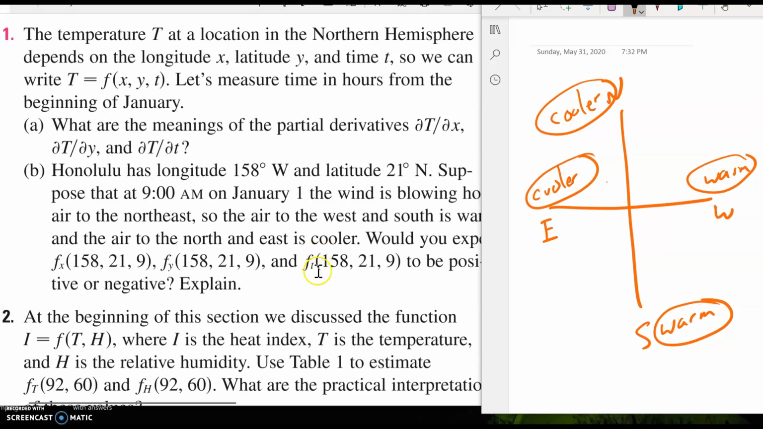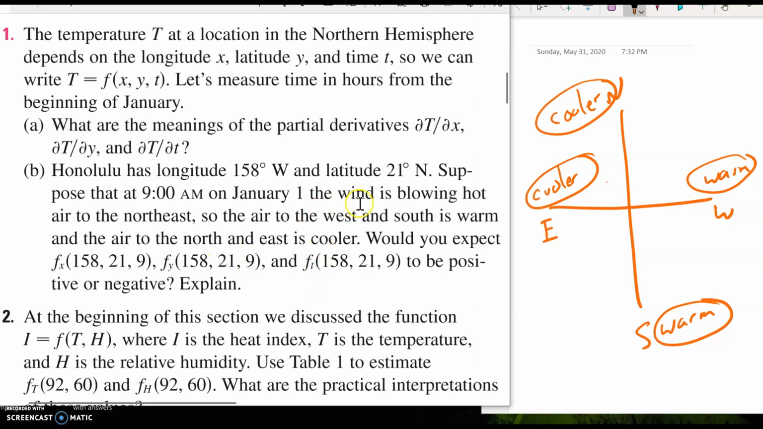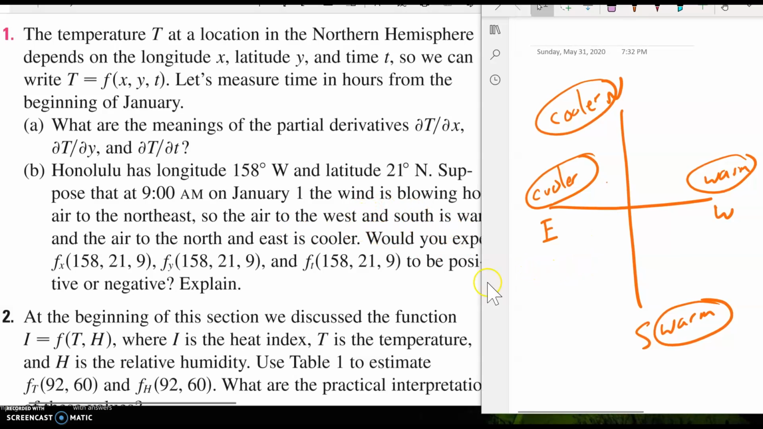and the east. Okay, now it talks about the wind blowing, but let's forget about the wind blowing because we're just interested in that moment in time at exactly 9 a.m. And so yeah, maybe in an hour it's going to be warmer in other places because of the wind, but at this moment in time, this is what's happening. It's warm in the south and west. It's cool in the north and east. Okay, so now back to the question.